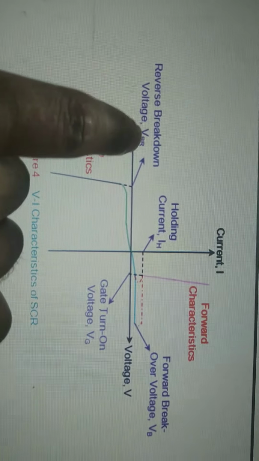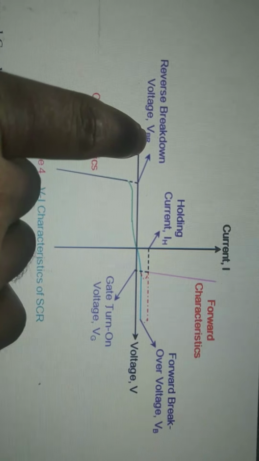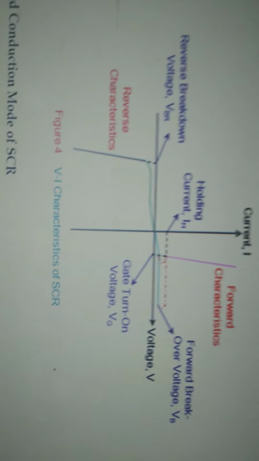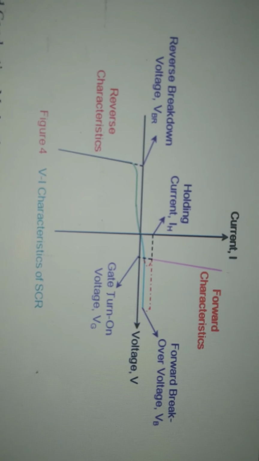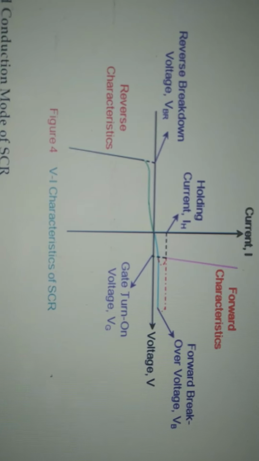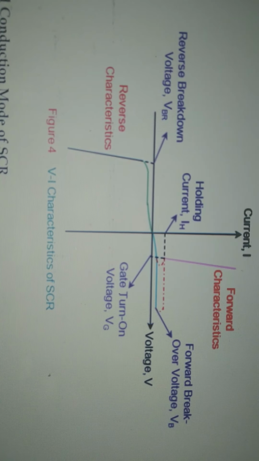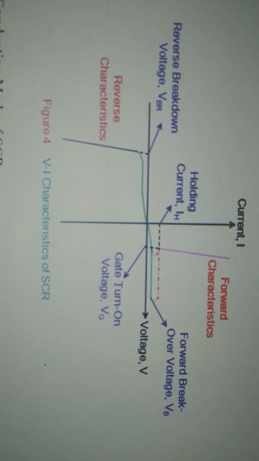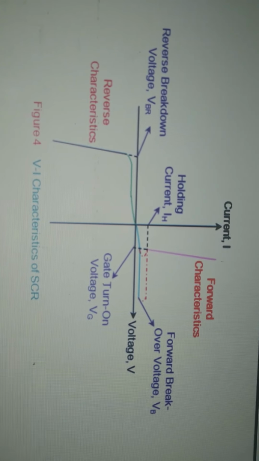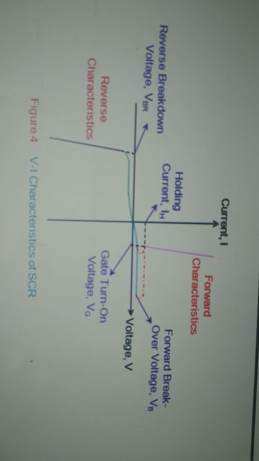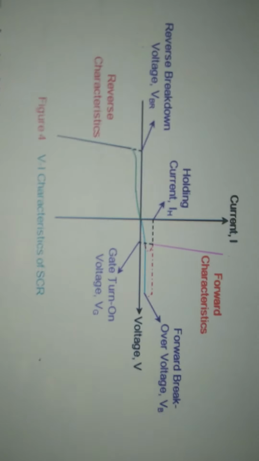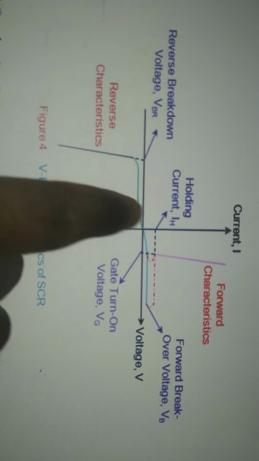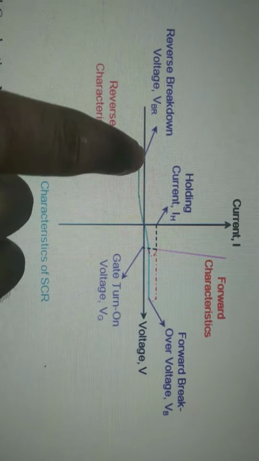After some reverse breakdown voltage, avalanche breakdown exists, which means the temperature across the device and the junctions keeps increasing more and more, thereby the junctions break down, which allows current to flow in the reverse direction. But this is a very dangerous condition, so we do not go beyond some voltage values.